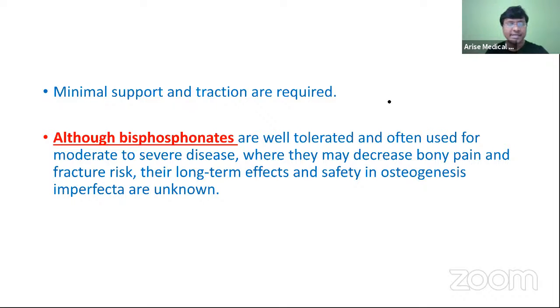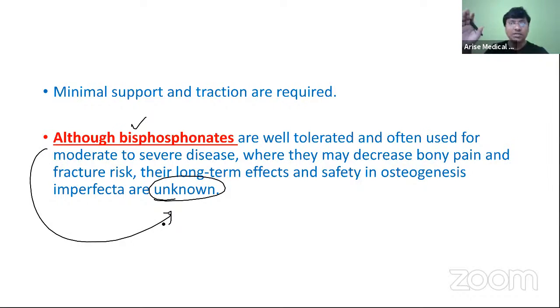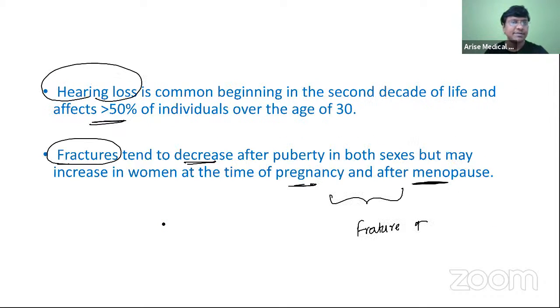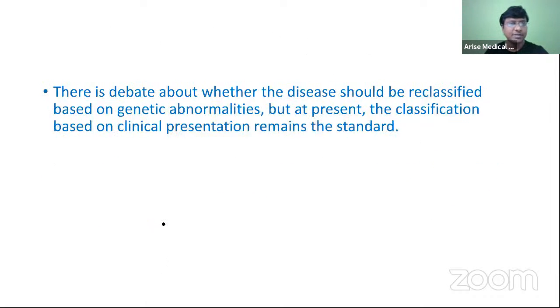Although bisphosphonates are well tolerated and often used for moderate to severe disease, where they may decrease bone pain and fracture risk, their long-term efficacy and safety in osteogenesis imperfecta is unknown. So what is the safety and what is the use in the long term? It is of completely questionable importance. Now I will go back to the question again.